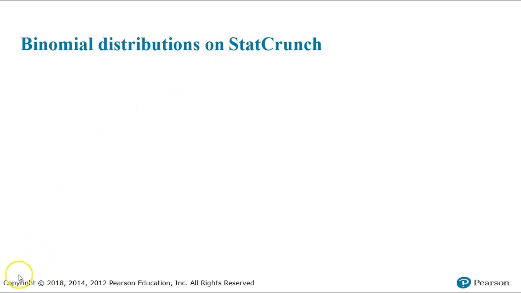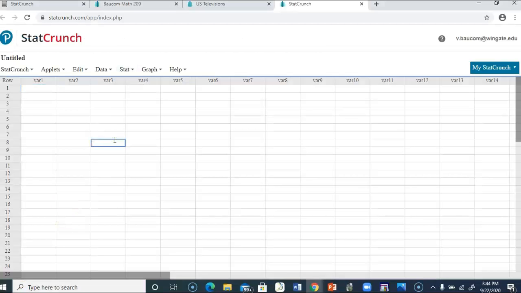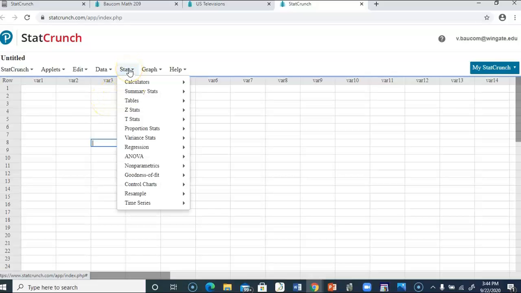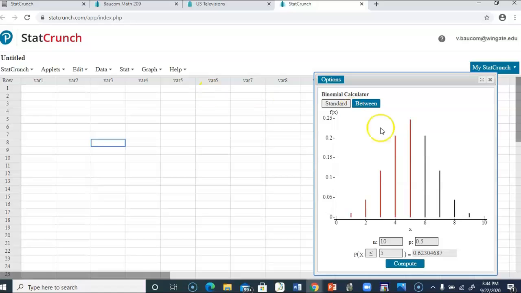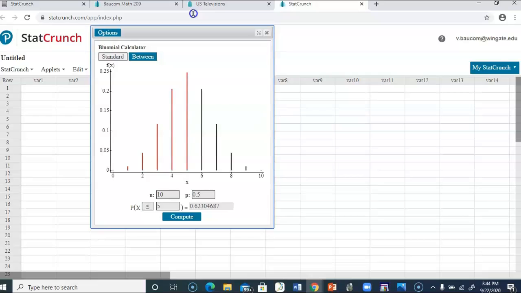Okay, so to conclude today, I'd like to hop over to StatCrunch and just kind of show you how StatCrunch works. Okay, in StatCrunch, go ahead and go into StatCrunch as we've done before and go into My Groups, and that's going to take you to the data sets that we're going to be working with. But within StatCrunch, if you go to Stat, go to Calculators, and go to Binomial, it's going to bring up a binomial calculator.